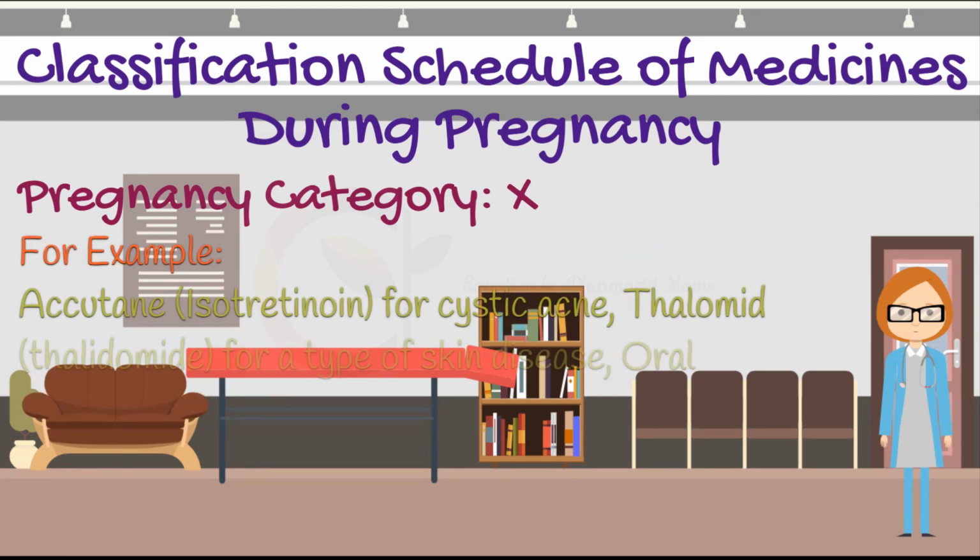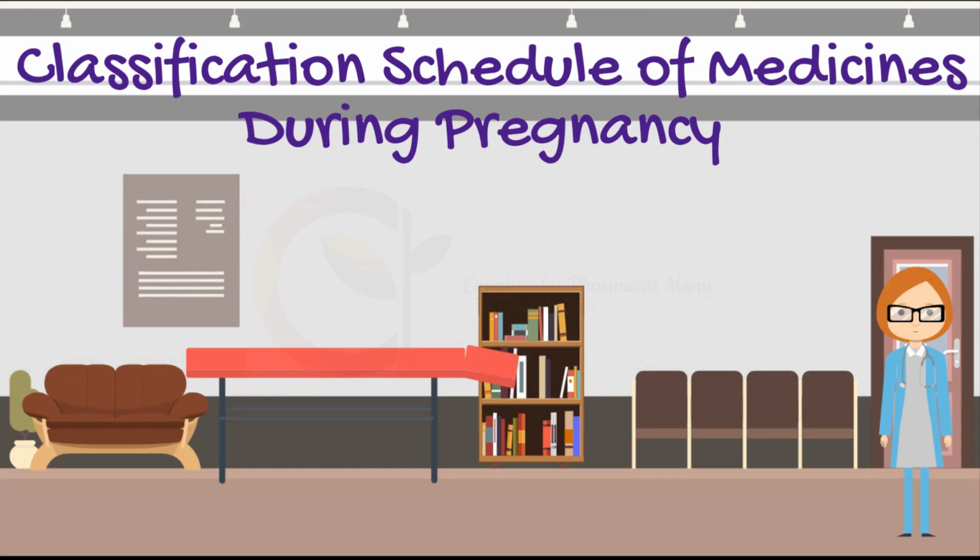For example, isotretinoin having brand name Accutane, for cystic acne, thalidomide having brand name Thalomid, for a type of skin disease, oral contraceptives, etc. The FDA is changing prescription medicine label information, and the pregnancy part of the label will alter over the following few years. As this prescription information is revised, it is included in an online information clearinghouse from the NIH and the U.S. National Library of Medicine, called DailyMed, that provides up-to-date, free of charge information to consumers and healthcare providers.